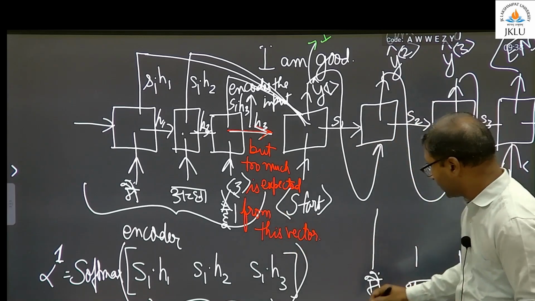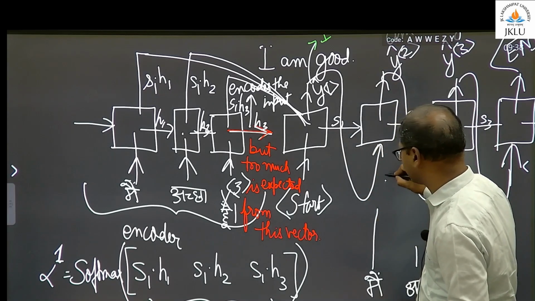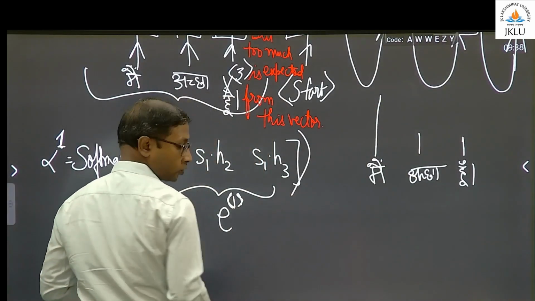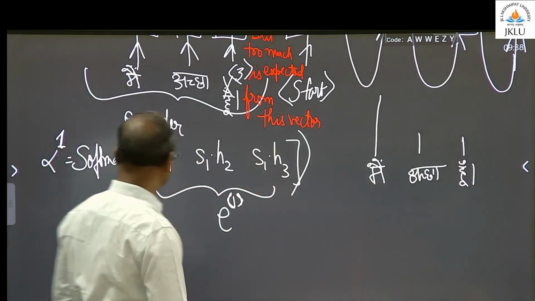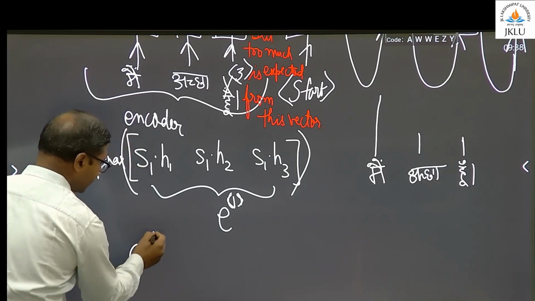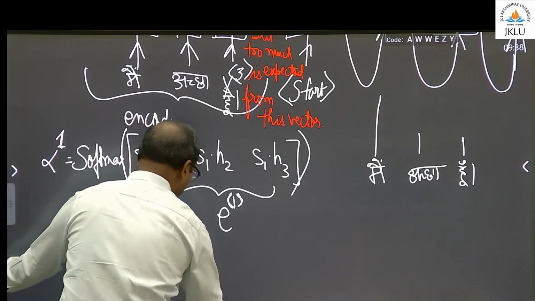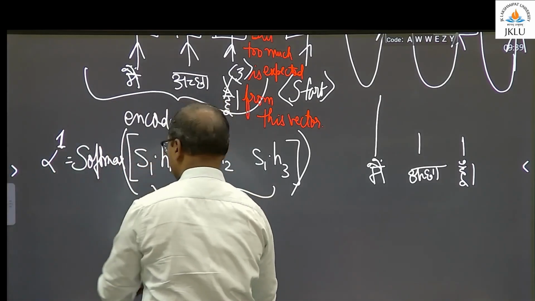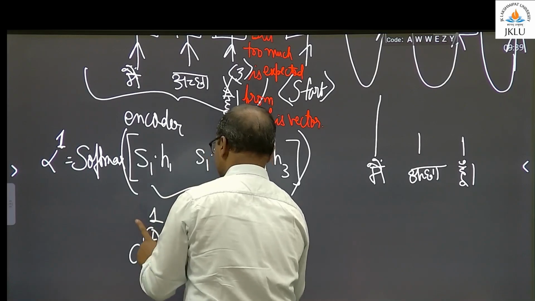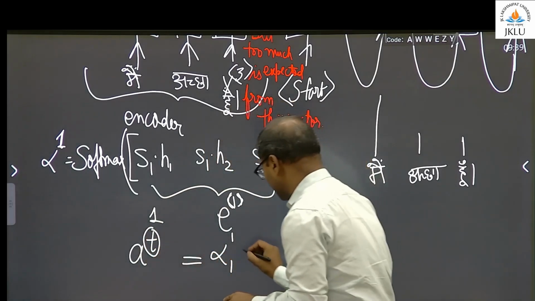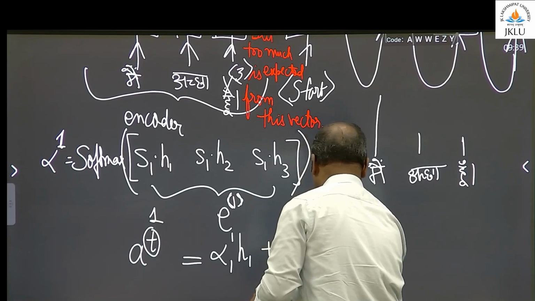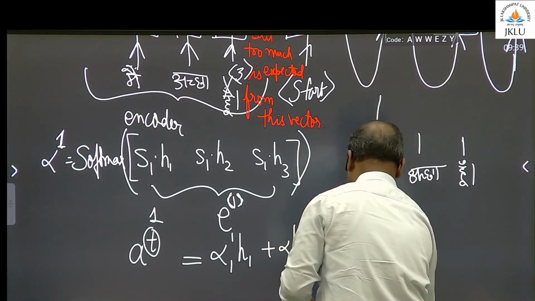I've got this one. What I do now is I take, so my attention output becomes, that's what we call A_T. So my attention A_T, and T in this case is 1, becomes alpha 1 1 times H1 plus alpha 1 2 times H2 plus alpha 1 3 times H3.